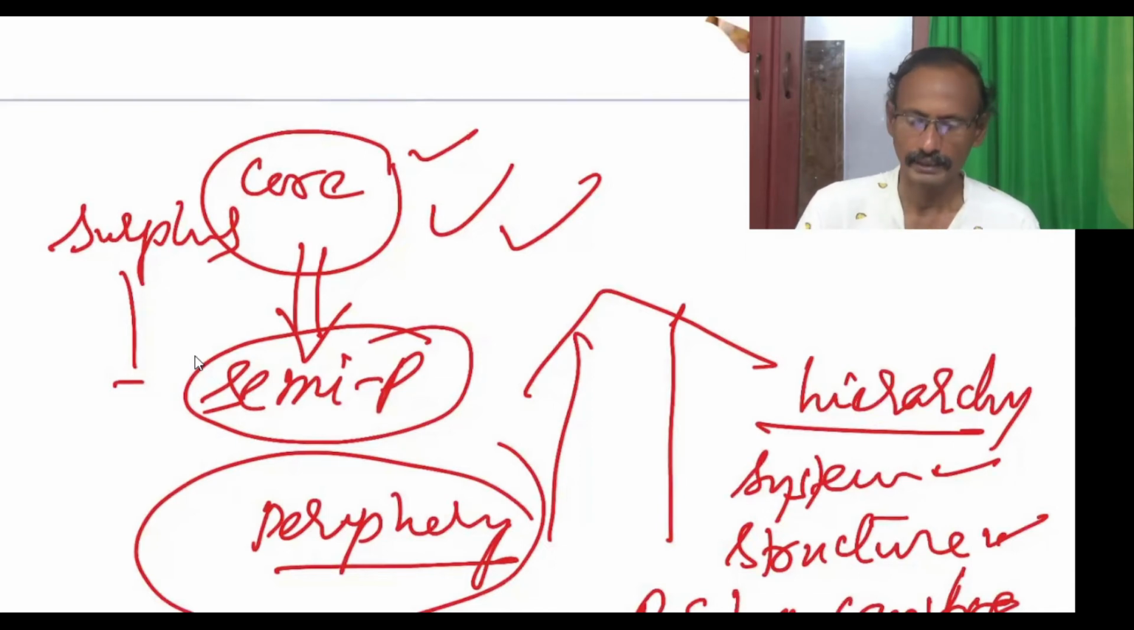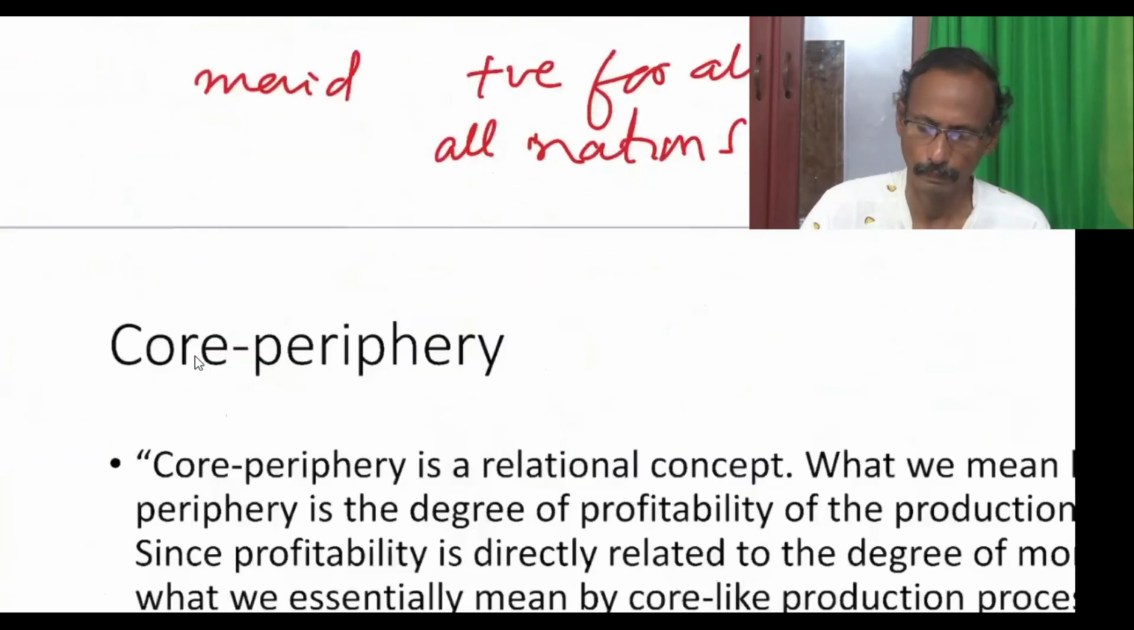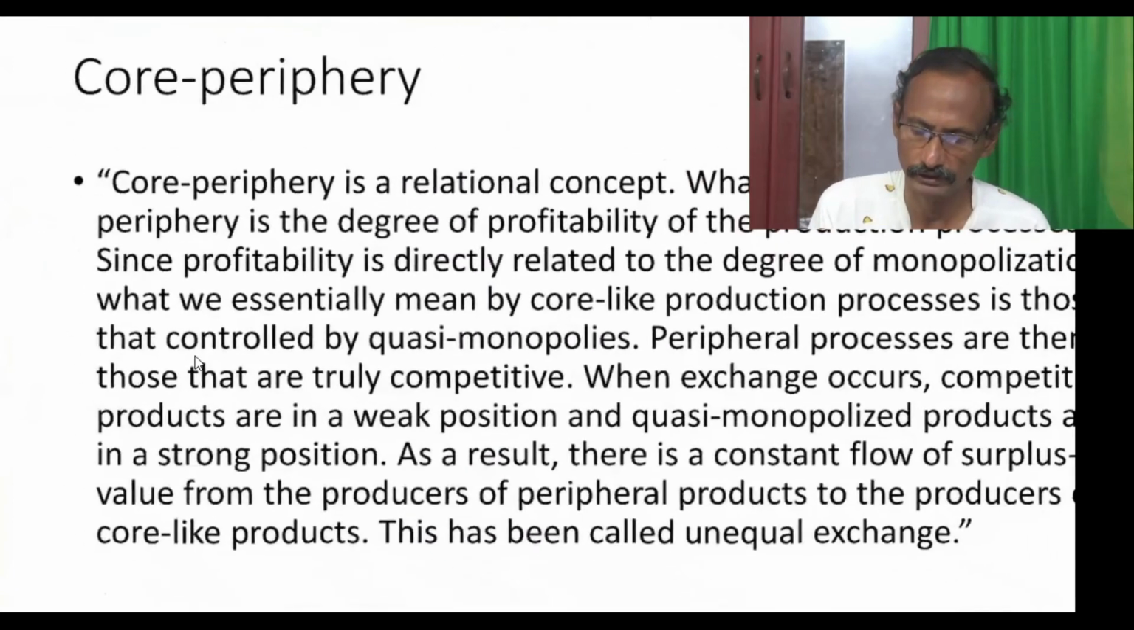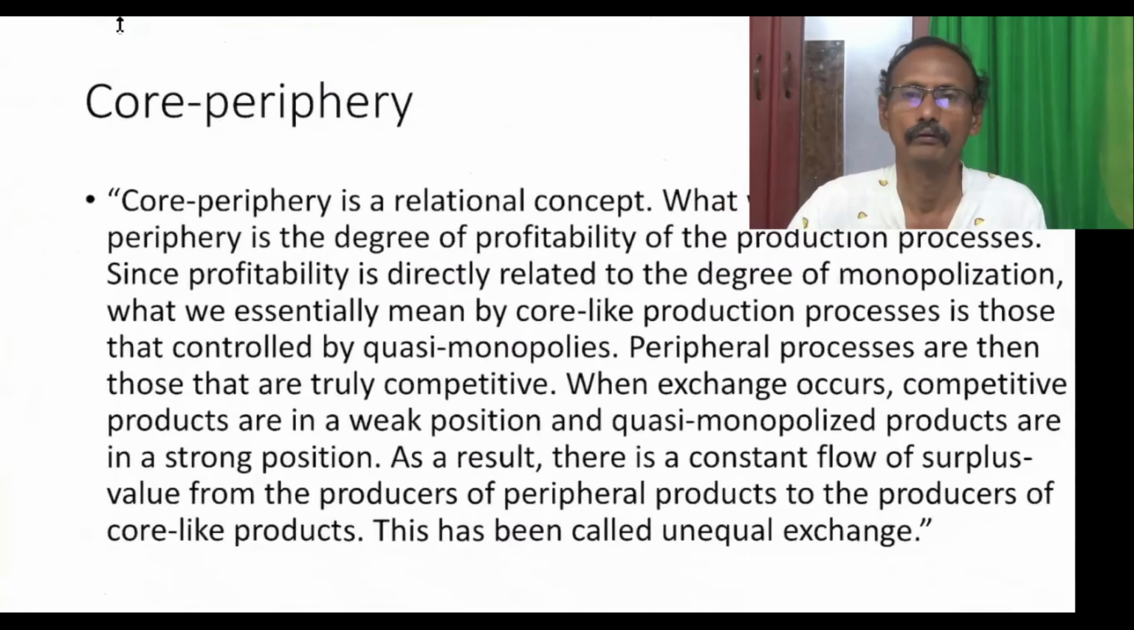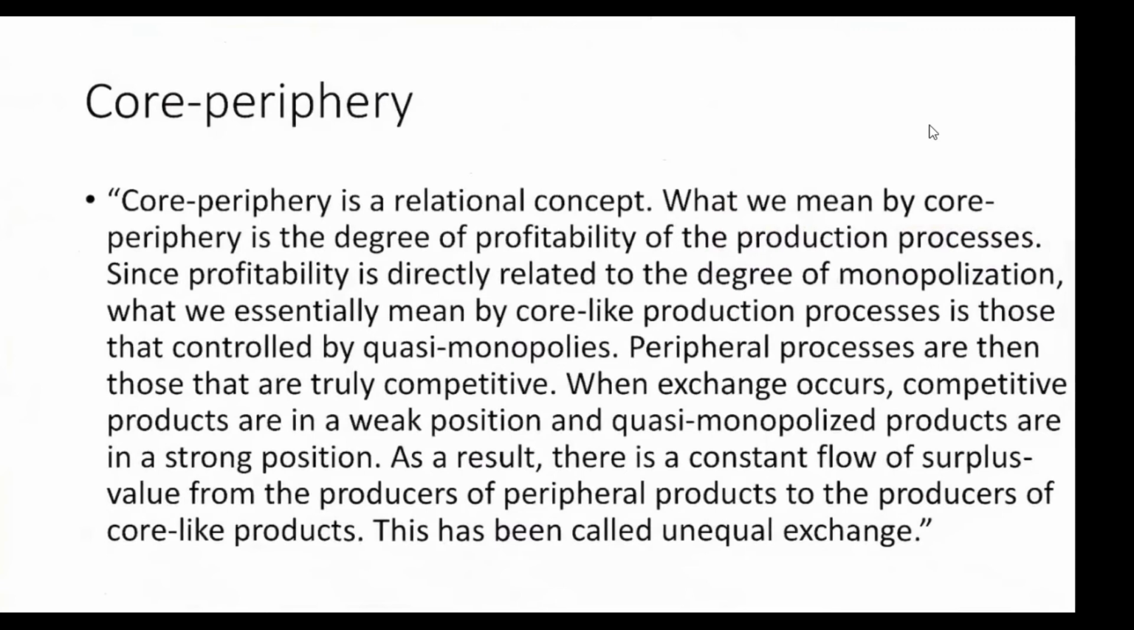Okay. So let us look at some of the statements he made. This is about core periphery relationship. Core periphery is a relational concept. What we mean by core periphery is the degree of profitability of the production process. Since profitability is directly related to the degree of monopolization, what we essentially mean by core-like production process is those that are controlled by quasi-monopolies. Peripheral processes are those that are truly competitive. When exchange occurs, competitive products are in a weak position and quasi-monopolized products are in a strong position. As a result, there is a constant flow of surplus value from the producers of peripheral products to the producers of core-like products. This has been called unequal exchange.